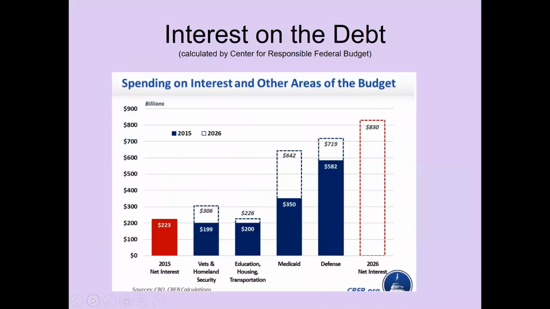To put that in dollar terms, in 2015, from this chart from the Center for Responsible Federal Budget, we were looking at about $223 billion on the debt. In 2016, it was about, 2017, it was about 241 billion. By the time we get to 2026, we will be looking at, catch this, $800 billion per year that we'd be paying out for interest, which would be higher than what we would spend on defense.